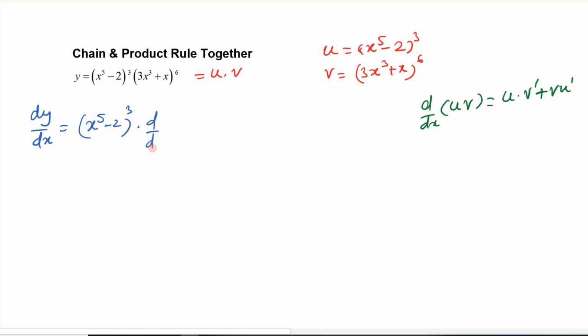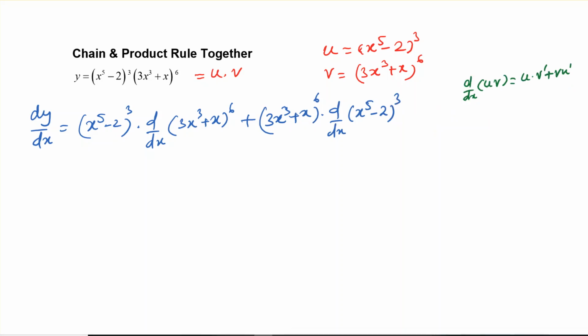And then derivative of v, which is your second factor, plus v as it is, derivative of u, (x^5 - 2) whole thing raised to power 3. So this is our u v dash plus v u dash, our product rule. All right, so let's do the simplification now.